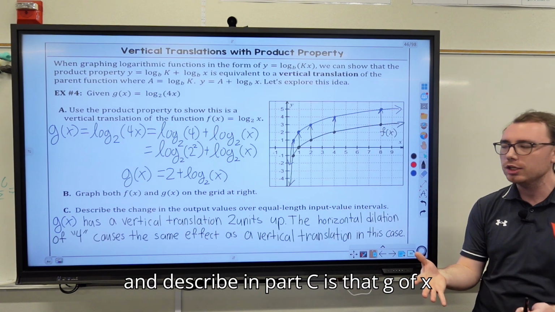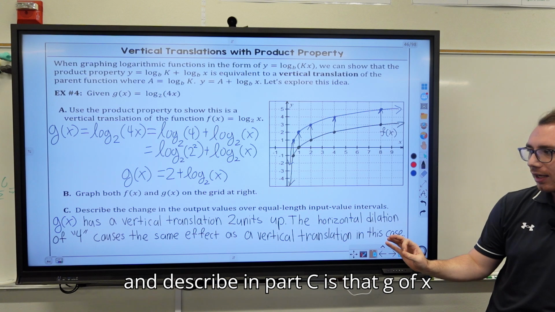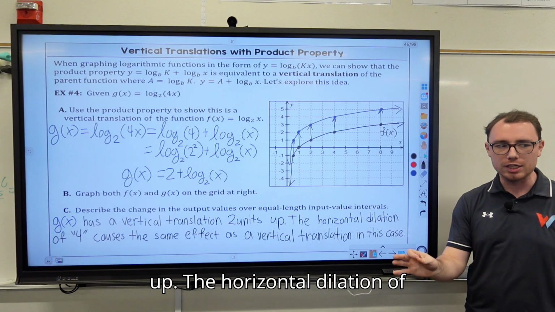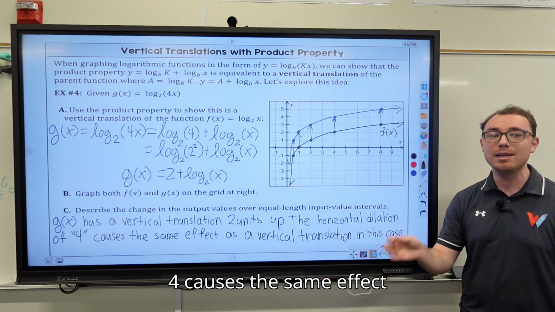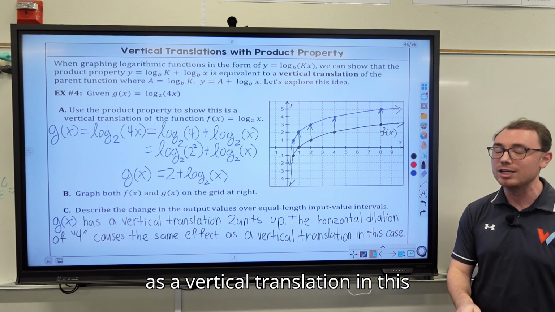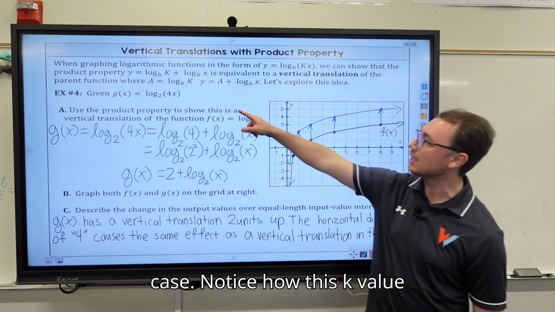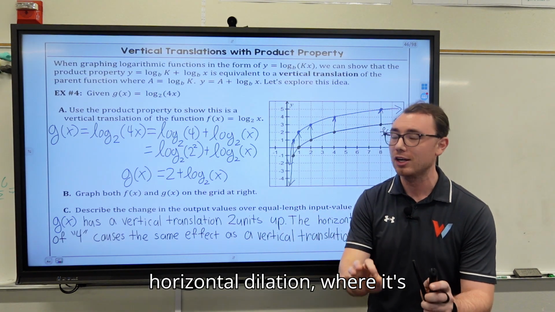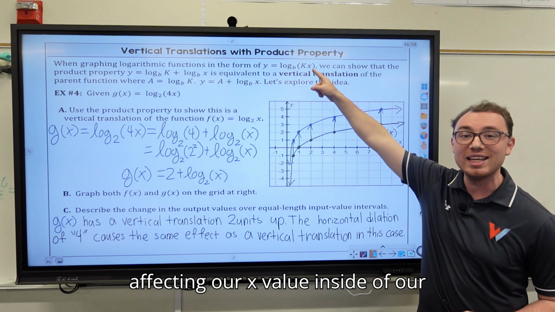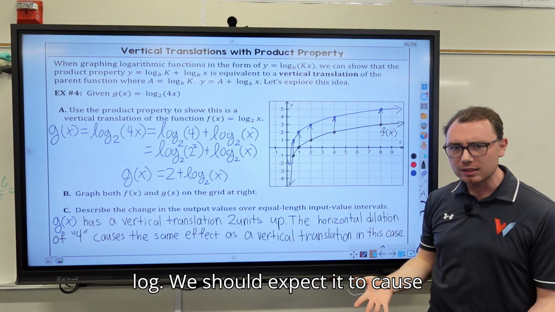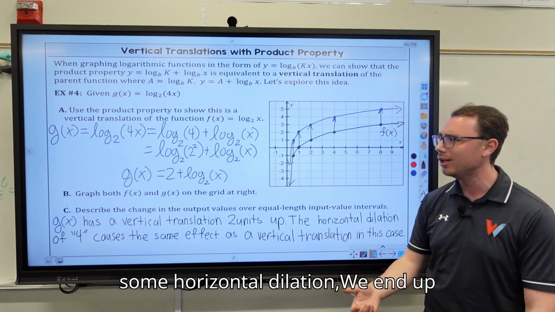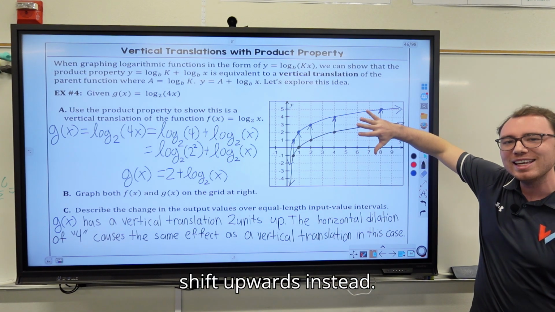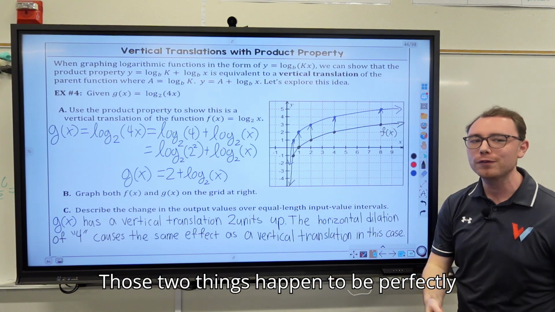And really, what we want to describe in part C is that g of x has a vertical translation of 2 units up. The horizontal dilation of 4 causes the same effect as a vertical translation in this case. Notice how this k value here really just is a horizontal dilation, where it's affecting our x value inside of our log. We should expect it to cause some horizontal dilation, but we end up getting a vertical translation, a shift upwards instead. Those two things happen to be perfectly equivalent.